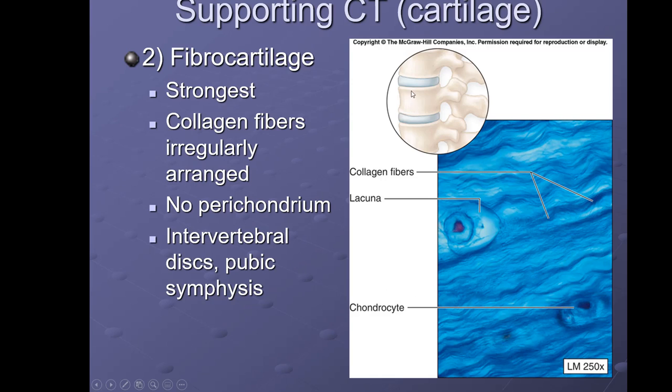So that may be the intervertebral disc, so between your vertebrae. The pubic symphysis, which is a little piece of fibrocartilage where your hip bones meet in the front. And then another place, which I don't have listed here, is the meniscus, or menisci if you're talking about the plural. It is found in the knee. So your knee has lots of cartilage in it, and you have these little discs called menisci. So that's also fibrocartilage.